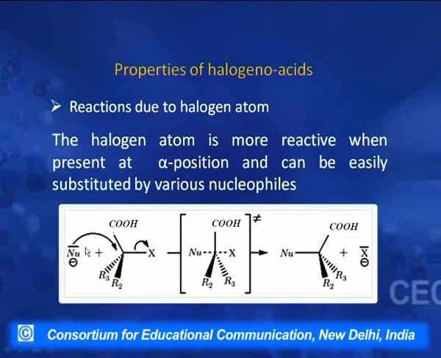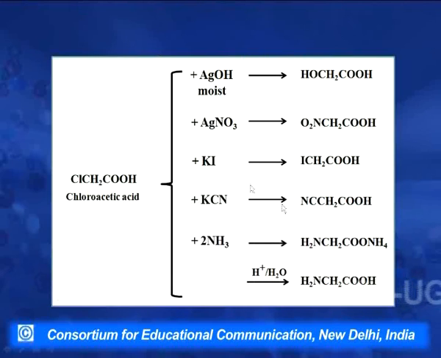So, various nucleophiles which you have studied in alkyl halides can be used to displace halogen in alpha halocarboxylic acids also. Like if it is chloroacetic acid, on treatment with moist silver hydroxide it can be replaced by OH. On treatment with silver nitrate, this is displaced by NO2. On treatment with potassium iodide, iodine takes the place of chlorine. On treatment with KCN, a cyano group gets introduced, or on treatment with ammonia, we get an amine group coming in the place of chlorine, but since ammonia is a base, it forms ammonium salts also, which get hydrolyzed to give the corresponding amino acids.